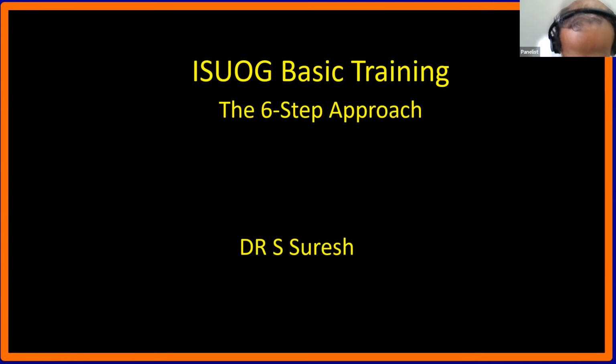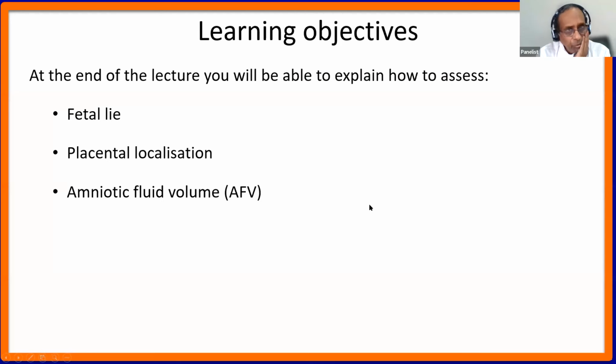Okay, so we've had 3 very important lectures: the early pregnancy scan, the 11 to 14 week scan. I'm going to take you through what we call a 6-step approach to the obstetric scan. We are getting more into the practical aspect of doing the basic scan. The 6-step approach actually helps you to identify fetal lie, placental localization, amniotic fluid volume.